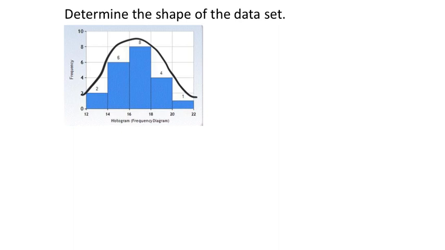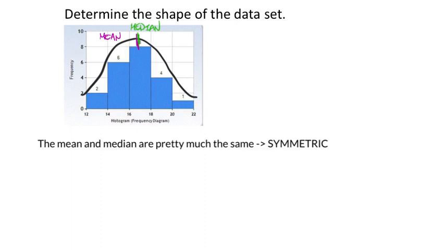So for me, maybe you could think that this one is right skewed, but again, the median, which I would expect to be about right here, is pretty much, again, right in the middle as well, where I would expect the mean to be. So since the mean and the median are pretty much in the same location, we would consider this one symmetric. And that's it.